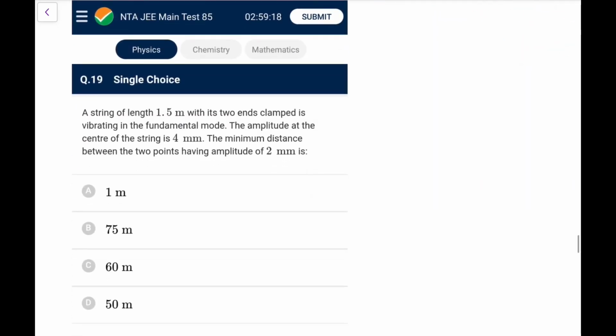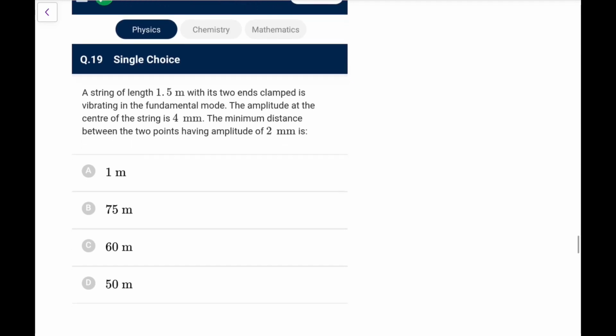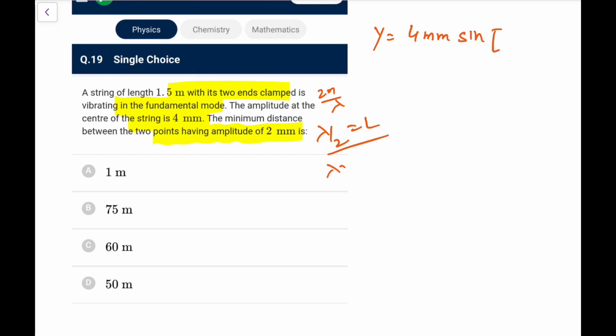Next one, you have a string of length 1.5 meter with two ends clamped vibrating in the fundamental mode. The amplitude at the center of the string is 4 mm. The minimum distance between the two points having amplitude of 2 mm is, okay, vibrating in the fundamental mode and amplitude at the center is 4, that is the antinode is 4. So the expression can be written as 4 mm sin kx. We write sin because initially both ends are clamped. K would be 2 pi by lambda, and here lambda by 2 would be equal to L because it would be a single loop, so lambda is 2L, that is 3.